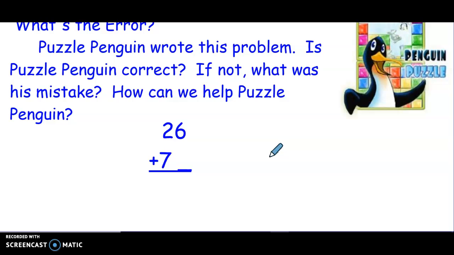What do you notice? This is 7 ones, so it cannot go in the tens place. We would have to have 26 like this, 2 tens and 6 ones, plus 7 ones. Okay, now this makes more sense.